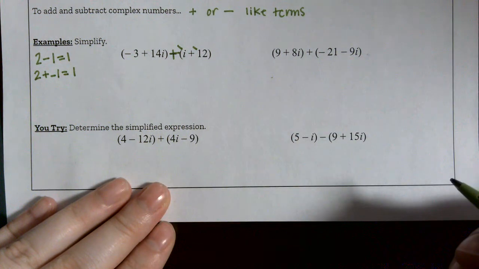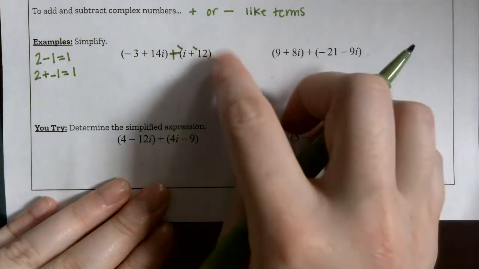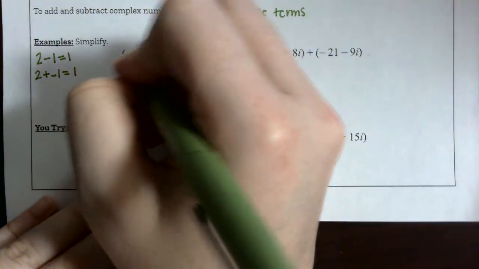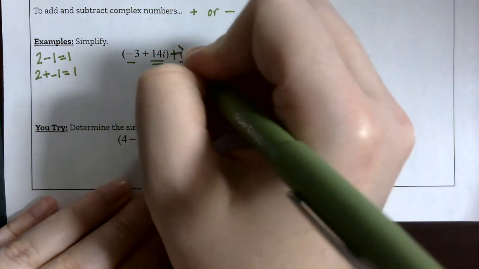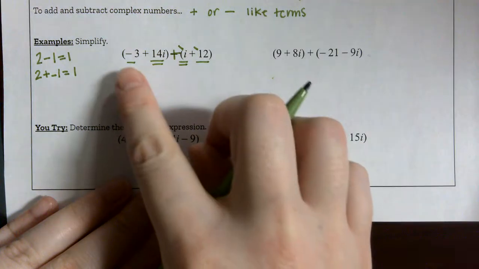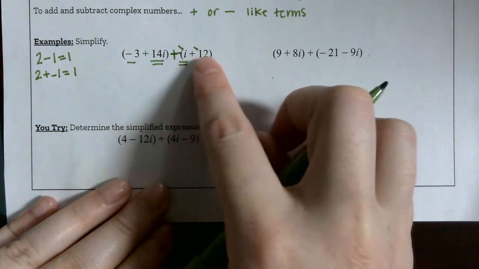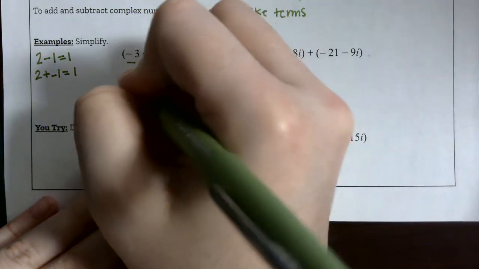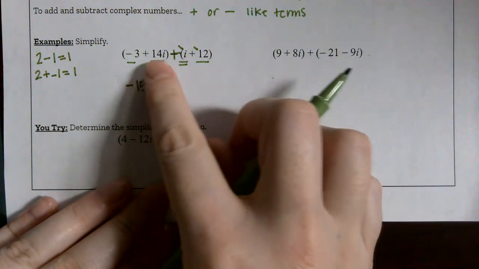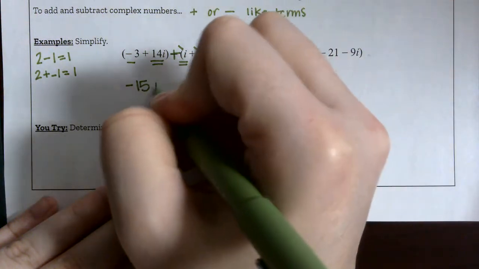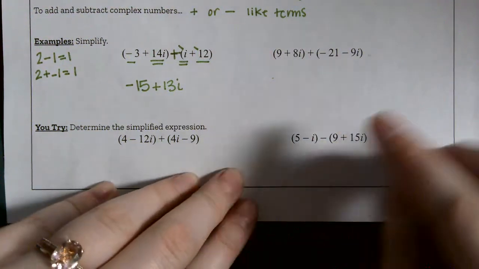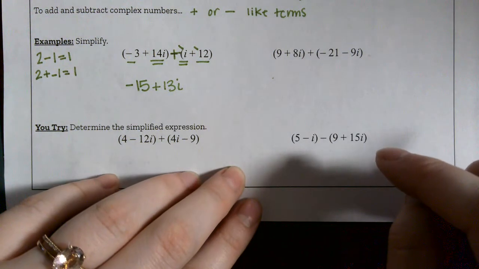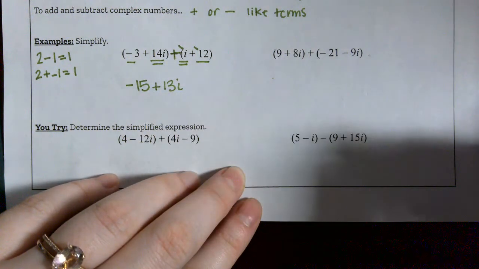And then I'm just going to combine my like terms. I'm going to do my real portions first. So negative 3 and negative 12 are like terms. And then my i's are like terms. Negative 3 plus negative 12 gives me negative 15. And 14i plus negative i gives me 13i. And that's it. So just combine your real portions, combine your imaginaries, and you are good.